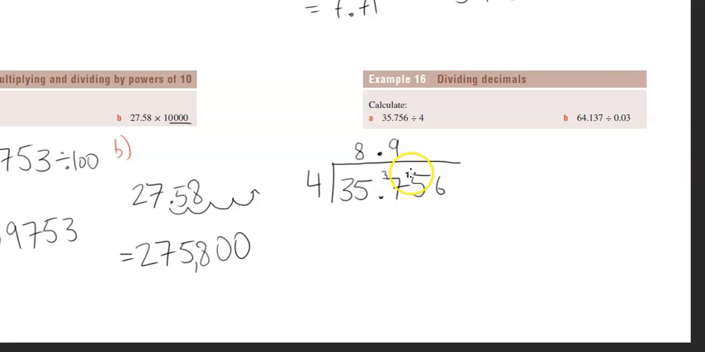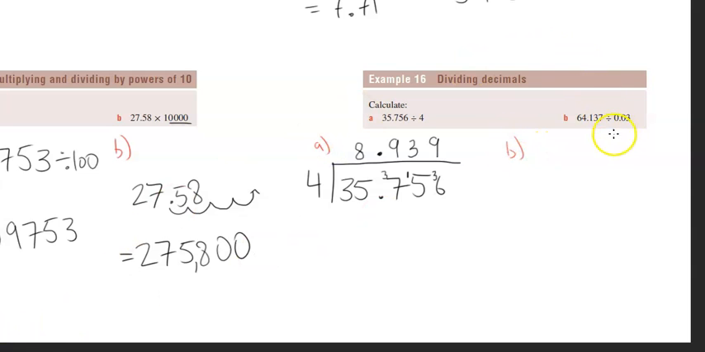4 into 15. 4, 8, 12 is 3. 13, 14, 15 with 3 remaining. And 4 into 36, 1 again. We have no remainder or leftovers, so our answer or our quotient is 8.938. So this would just be like a normal division. We've just got to compensate with that decimal point here. But now we get to our last one. That was A. So now we get to our last one, B.